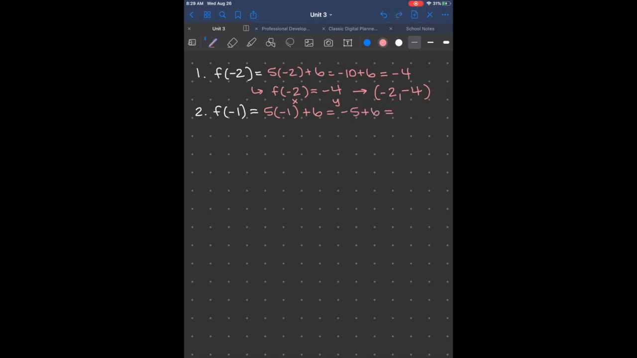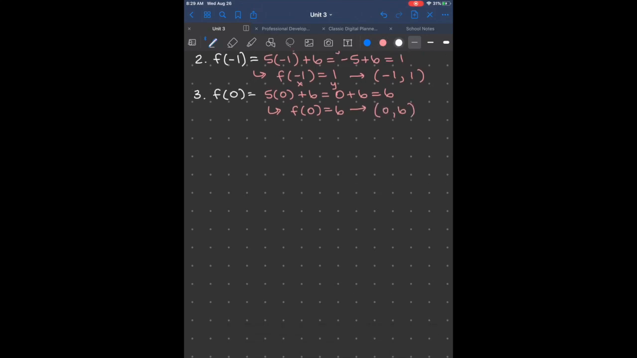Then we can plug in -1. You guys see it goes into the x spot with parentheses around it, and we get 1 as our y value, so we would say f of -1 equals 1. And we can also write it as a coordinate. Now we can plug in 0, and we would get 6. So we would say f of 0 equals 6. Hopefully you guys are starting to pick up on the pattern here.